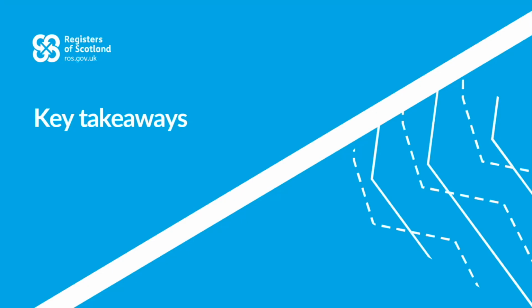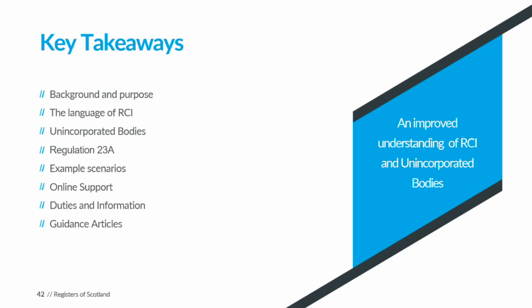We will now recap on the webinar. Firstly, we ran through the timeline of RCI and then more about the register itself and why it's been introduced. We then introduced you to the language and terminology of RCI, familiarising you with what we mean by recorded person, associate, land, controlling interest, and how to decide if you're in scope. We then focused on unincorporated bodies and how RCI might apply to them.